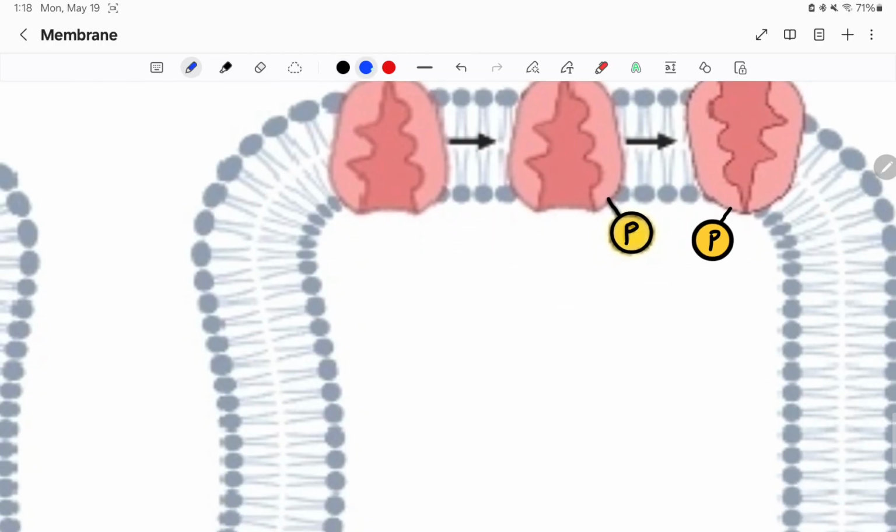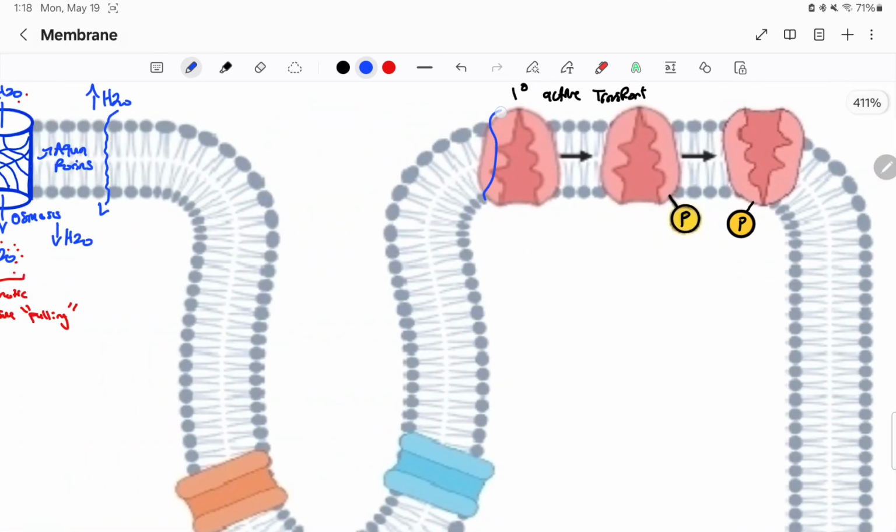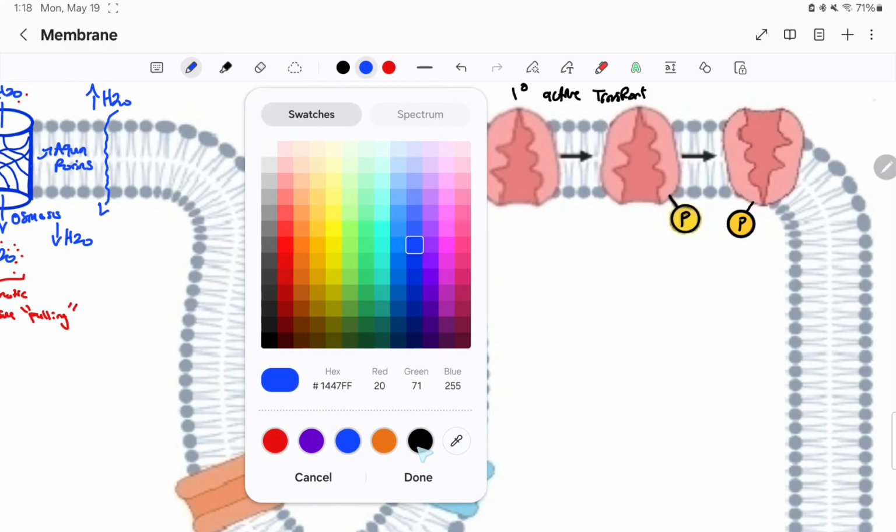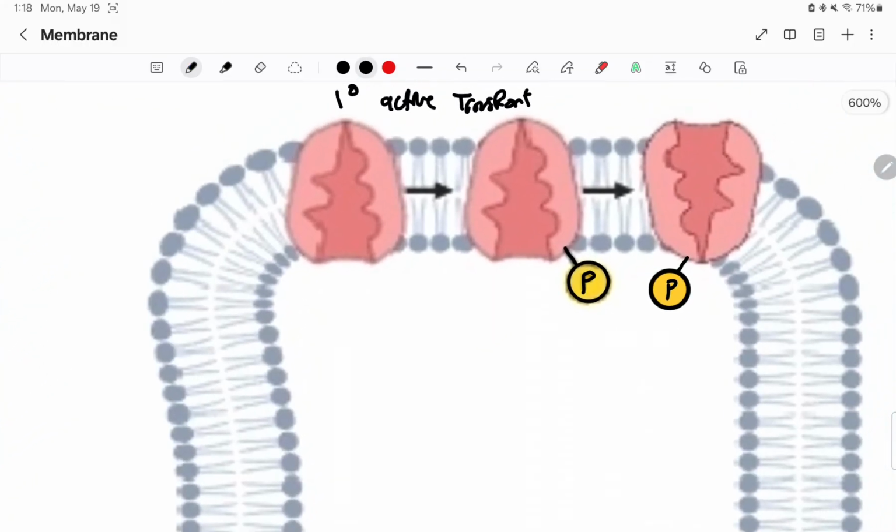Okay, so this is the original conformation of this carrier. And by the way, one of the main examples of primary active transport in the body is shown by a classic enzyme carrier molecule called the sodium/potassium ATP pump, or ATPase. We'll talk about why it's a pump, and we'll talk about why it's an ATPase.